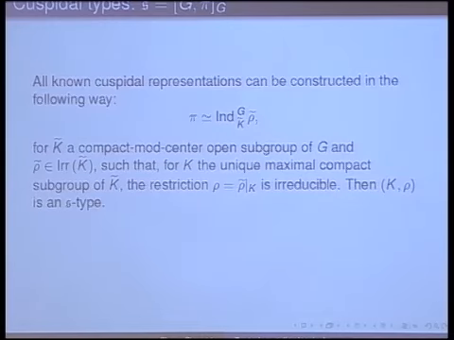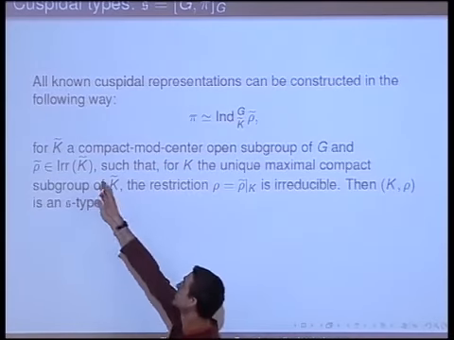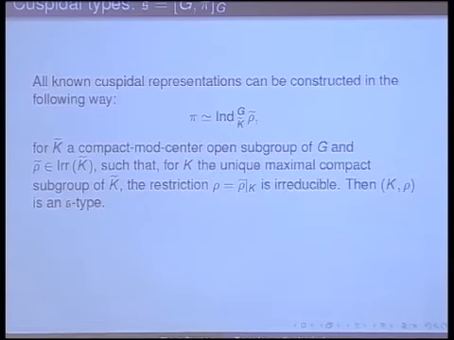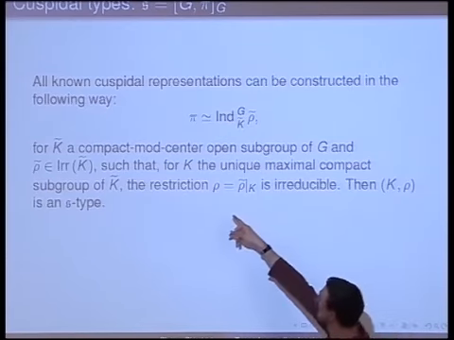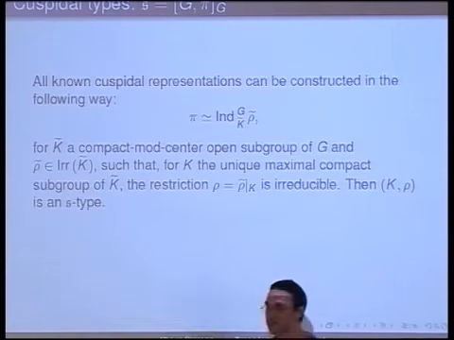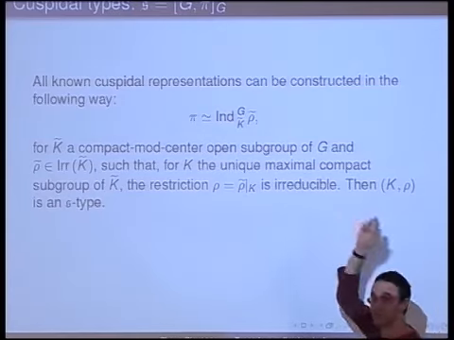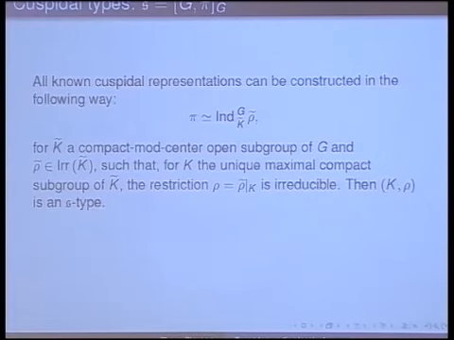In fact, even more than that is true. That bit is conjecturally true for all groups, I think; I say conjecturally, it's a sort of folklore conjecture. I don't know that anybody's written it down. What is also known to be true, essentially by construction in various cases, is that if you take your irreducible representation and restrict it to the maximal compact subgroup of your compact mod center subgroup, then it remains irreducible. And then this pair is in fact an S-type.